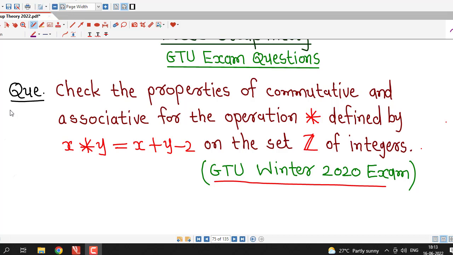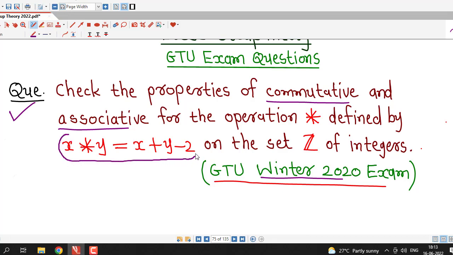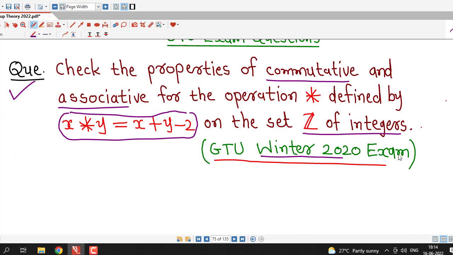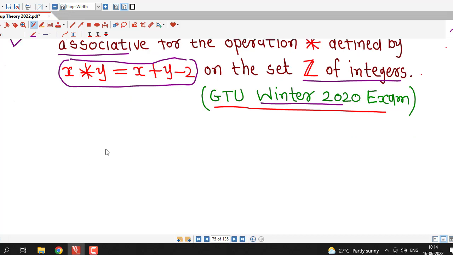In this lecture we will discuss this question which was asked in the GTU Winter 2020 exam. First we understand what is the question. Check the properties of commutative and associative for the operation star defined by x star y equal to x plus y minus 2 on the set Z of integers. So here we are given one binary operation and we have to check whether that operation is commutative and associative on the set of integers or not.